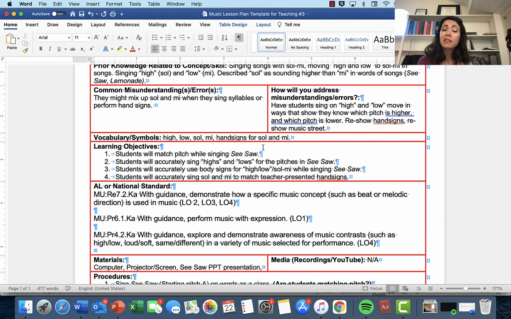Students accurately singing highs and lows for the pitches. So if we go high, low, high, low, high, low, low, high, low, I want that to be right. I want them to make sure that on the high ones they're touching their shoulders, and that all those things match up. I also want them to use accurate body signs for high and low, and so and me.